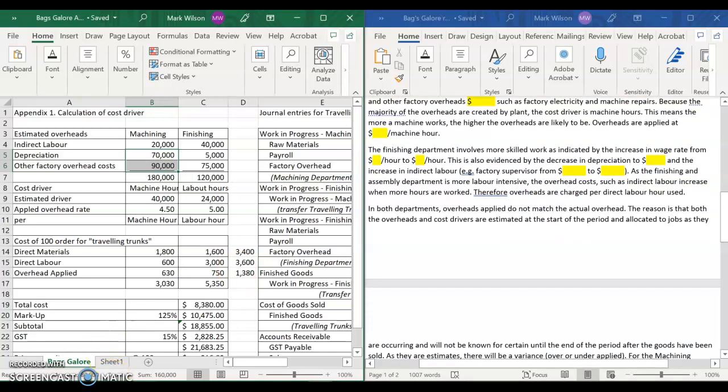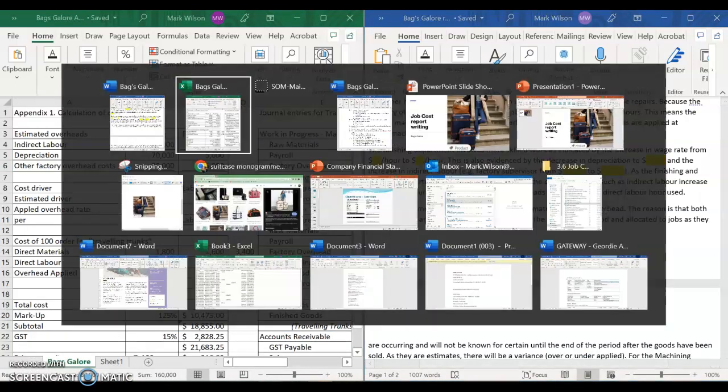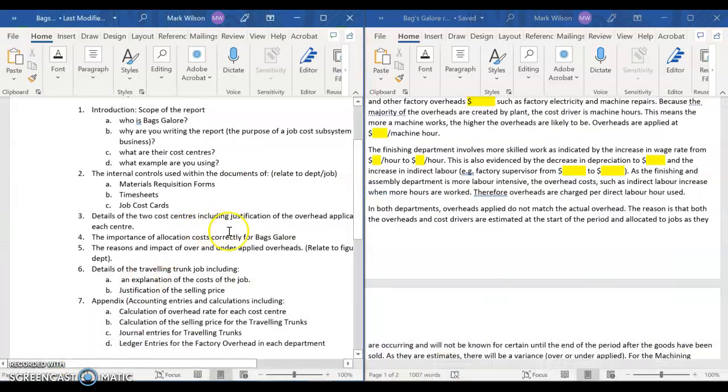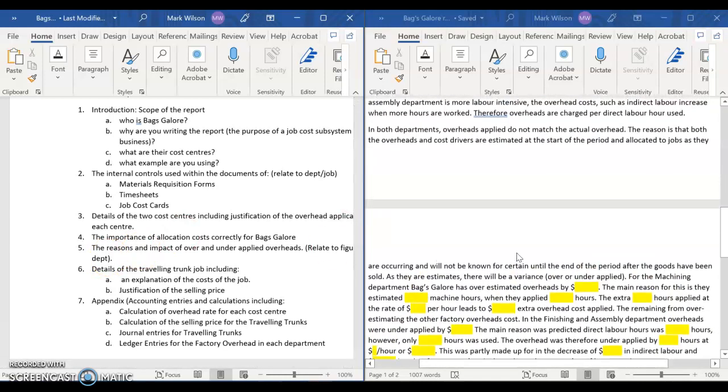So if we go back to the question then, that one. The next part is details of the two cost centres. We've done the two cost centres, the justification of the application of the overhead. So we've done that one. The importance of allocation, so we're going to do these two here together. The next part is the overheads. In both departments, overheads do not match the actual overhead. I'd like you again to look at page 280, and you can see the top box and the second box, where there's a difference.